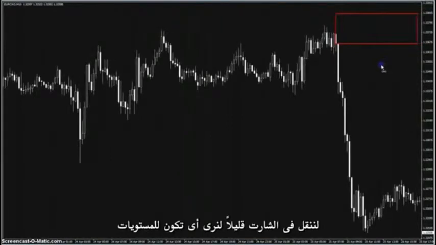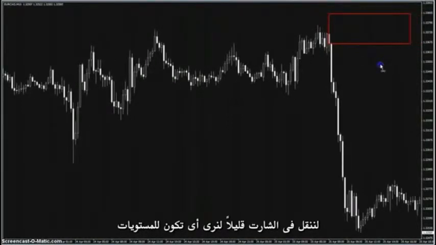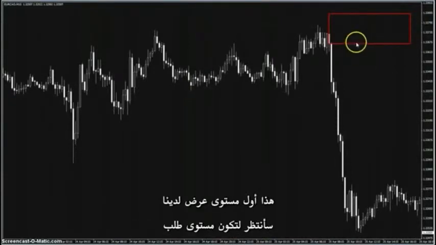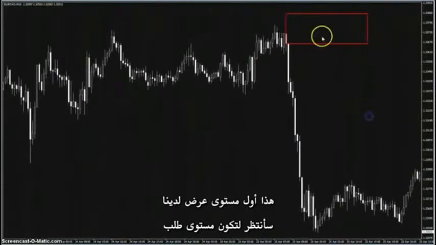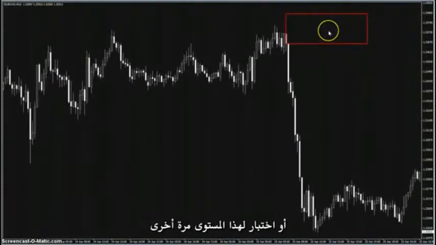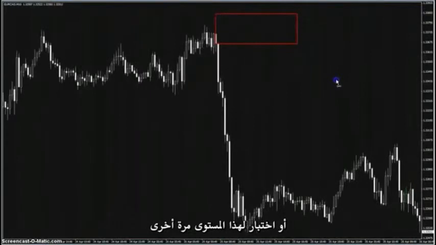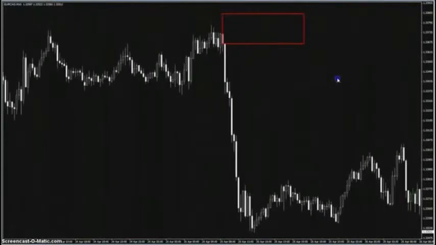So let's just move forward here, see if we can identify any further levels that form. Again, this is our first supply level. Now we're waiting for a demand level to form, okay, or a test into this supply level again, right? Now, all right, look at this right here. Here's another one.